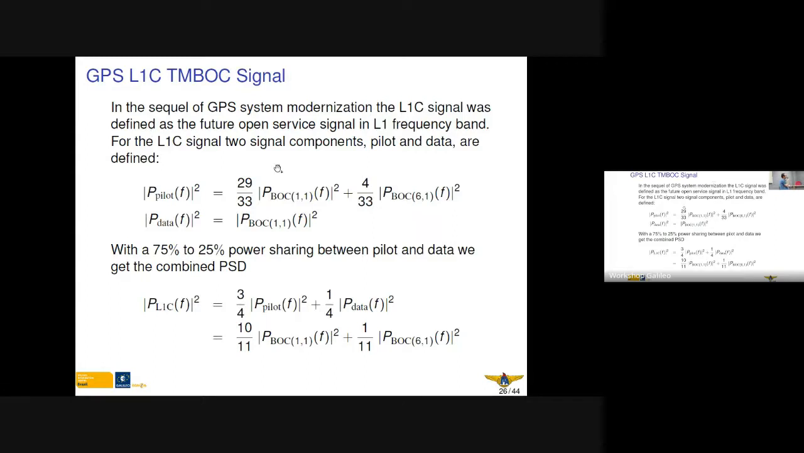And for the L1C signal, we again have two components, a pilot and a data component, and they're defined as follows. We have the pilot component: 29/33 BOC(1,1) and 4/33 BOC(6,1). And the data component is a pure BOC(1,1) signal, so we have only one chip shape for the data signal. And then the distribution of the power between the pilot and the data is different.